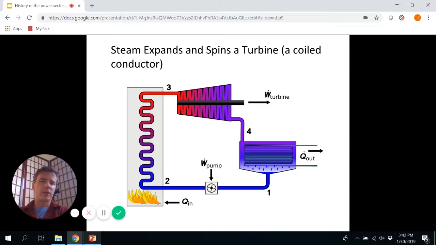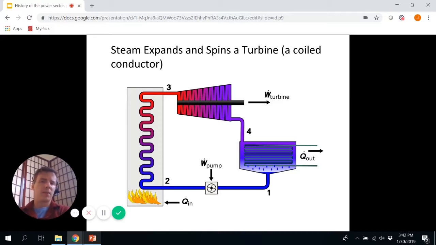And that turbine is really just a coiled conductor that is situated within a magnetic field. And when you spin a coiled conductor within a magnetic field, it generates current. So that's the electricity that the plant would be producing. Also, as the steam expands, it starts to cool a little bit.